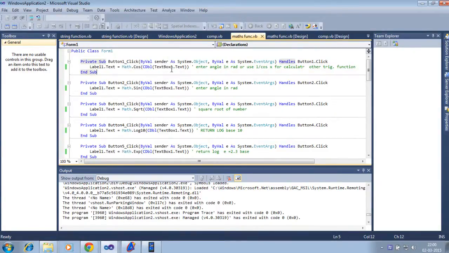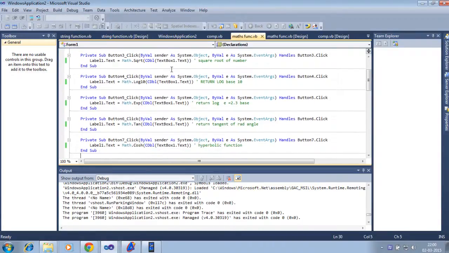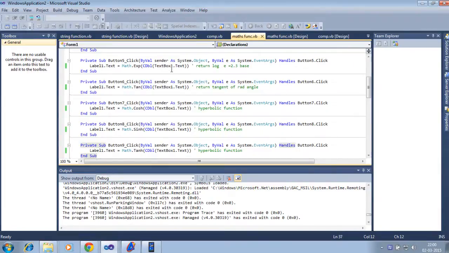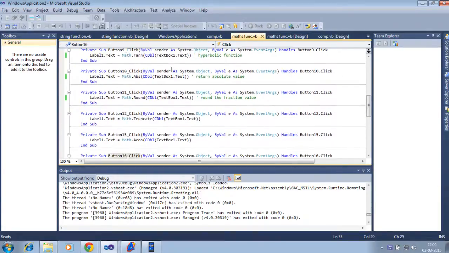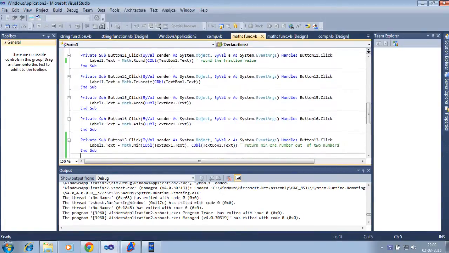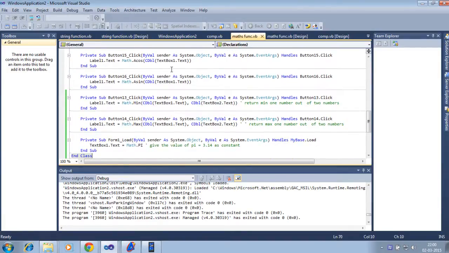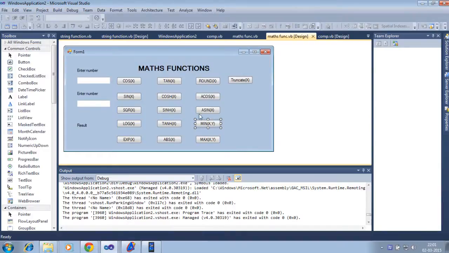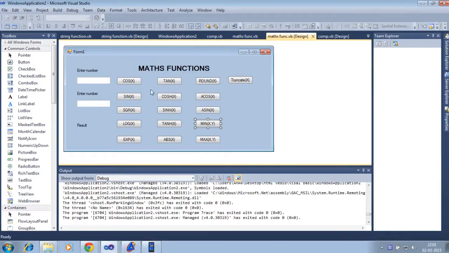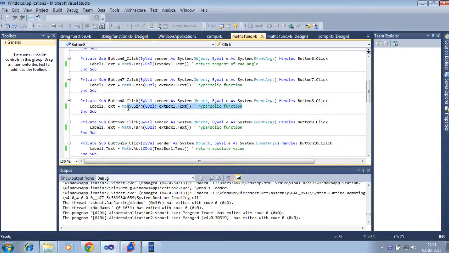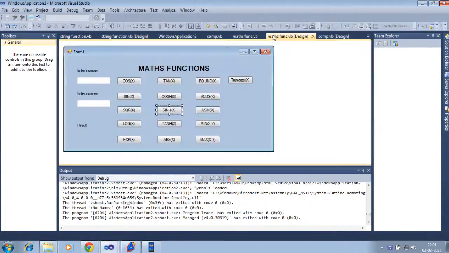This is the cos trigonometric function, the sine trigonometric function, square root of numbers, logarithmic functions, and hyperbolic functions are available: sinh, coth, tanh, and absolute, rounding the numbers, and truncate numbers, acos, asin, the inverse functions, and minimum and maximum functions. And it gives the constant pi. So these are the mathematical functions available in VB.NET. You can use these functions to do some mathematics. The hyperbolic function is defined like this. So these are the mathematical functions in VB.NET.